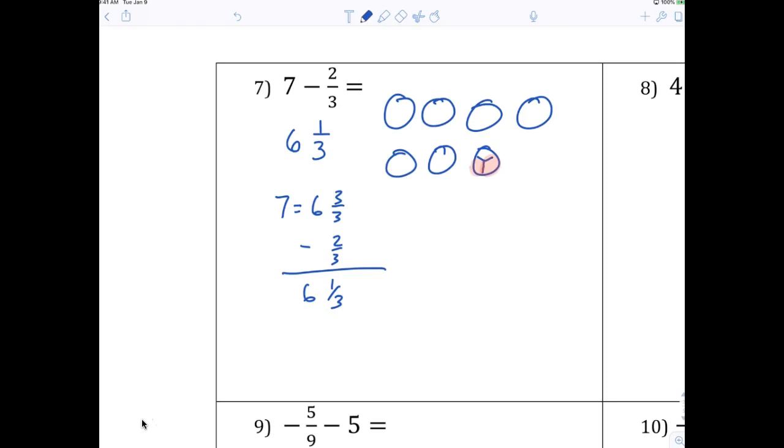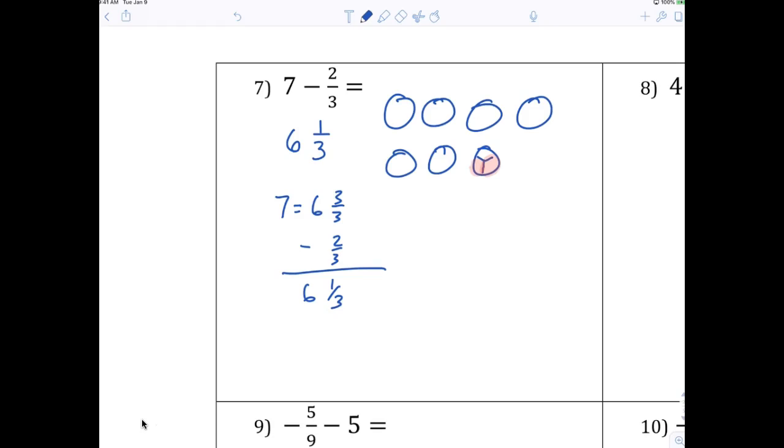Aiden, you're just not listening to me. That's what the problem is. I want you to be able to look at that and say, that's obviously 6 and 1/3. Why would I change it to 21/3? Why can't you just say 7 minus 2/3 is 6 and 1/3? And if you can't see that, that's what I tried to demonstrate.